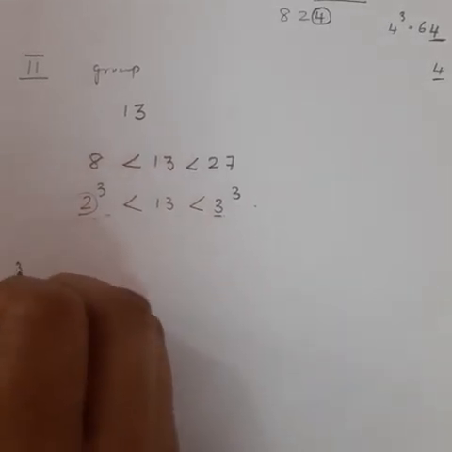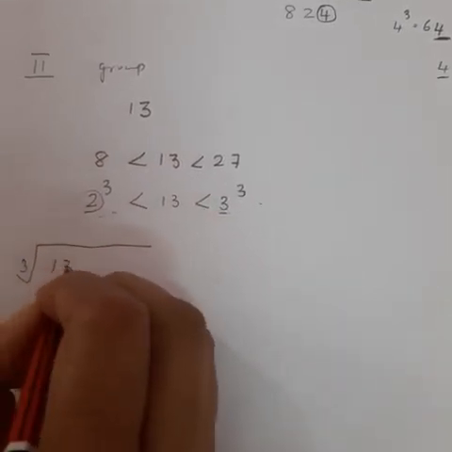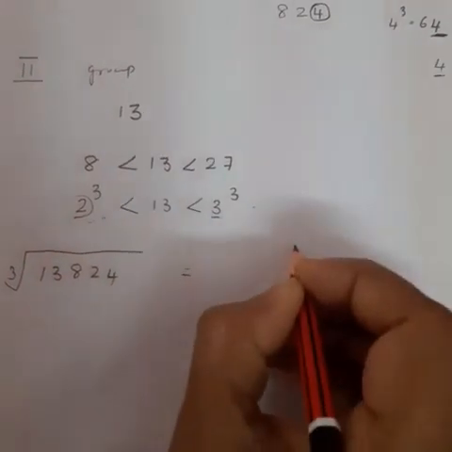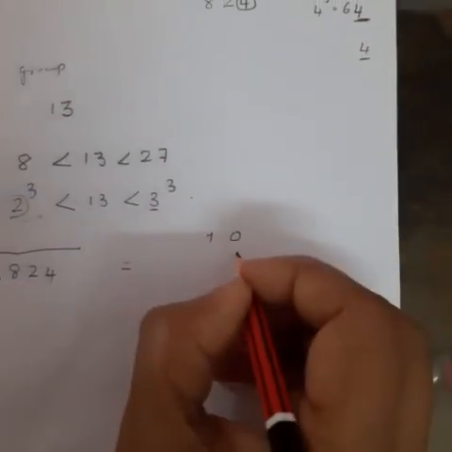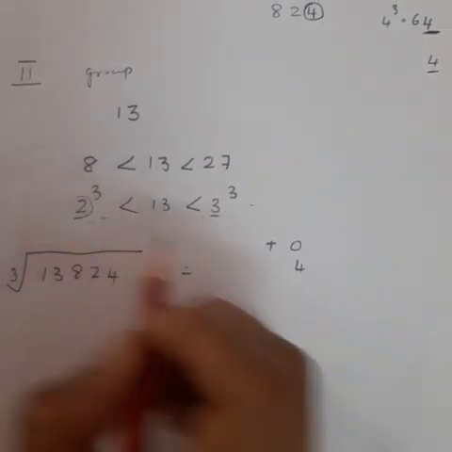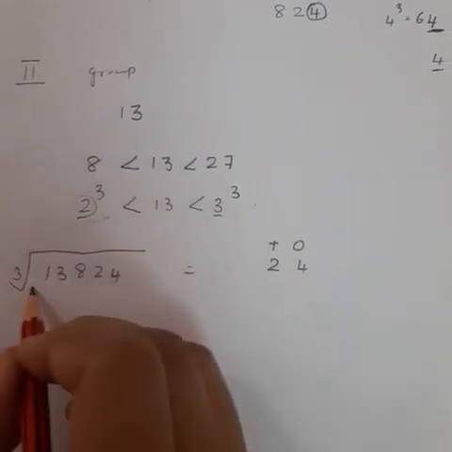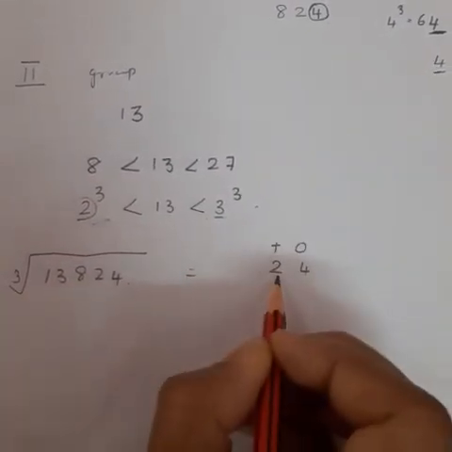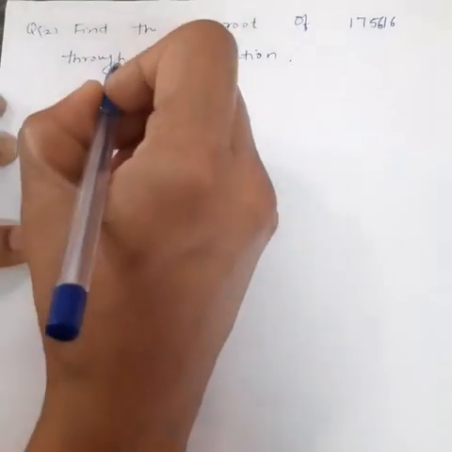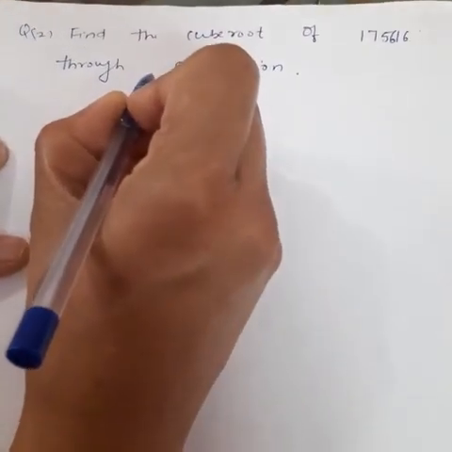So the cube root of 13,824 is equal to: ones place we already got, that is equal to 4, and tens place from here we got 2. So the cube root of 13,824 is equal to 24. Let's do one more question.